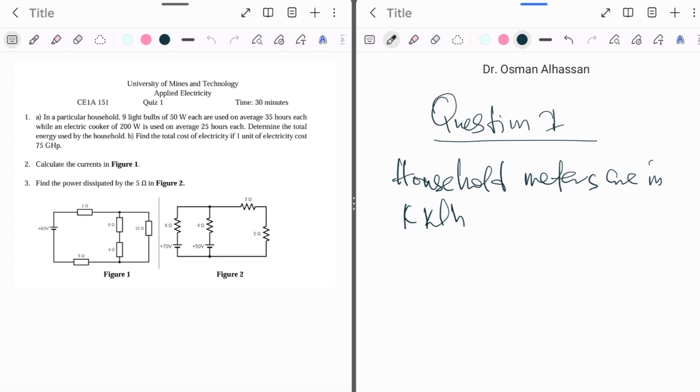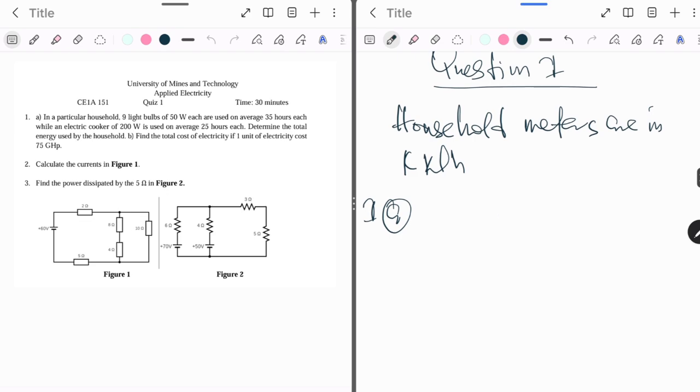So first, let's start with question 1A. So if you have in a household, you have 9 light bulbs of 50 watt each. So meaning I have, let's say, 1 light bulb is going to be 50 watts.